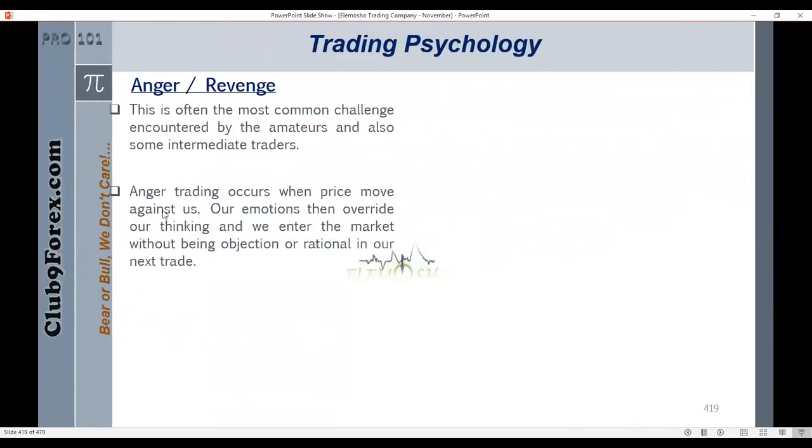Anger trading occurs when price moves against us. Our emotions then override our thinking. You're not able to think well anymore because you can't see yourself losing that money. And the first rule in Forex is that when you are trading, you are supposed to assume that you've already lost that amount. Now, it does not mean that you are going to lose it, but the essence of that is to reduce your emotion, for you to be able to have control over your emotions. When you are trading with an amount that you know, okay, if you lose this, then it doesn't really matter, it's not my life savings and all that, then you are able to think very well about the market, making rational decisions.